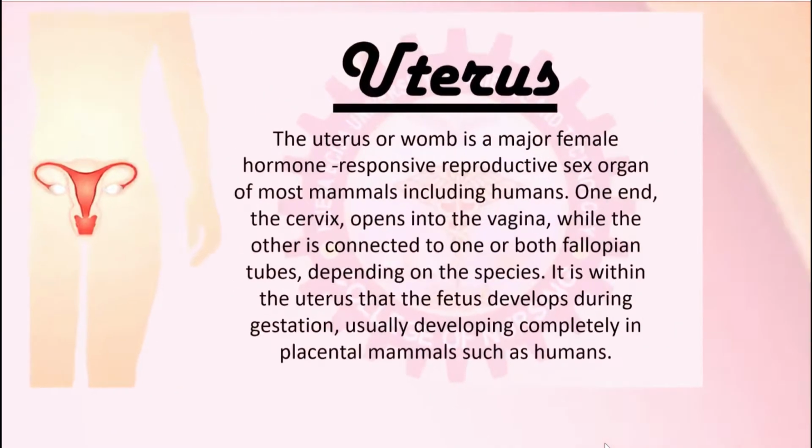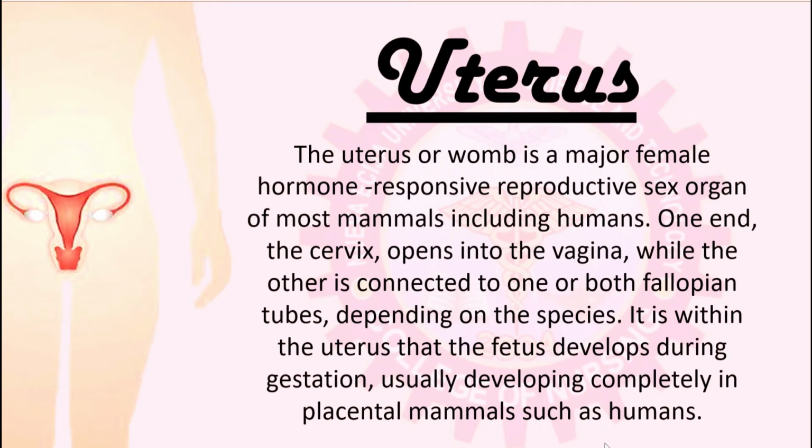Second is uterus. The uterus or womb is a major female hormone-responsive reproductive sex organ of most mammals, including humans. One end, the cervix, opens into the vagina, while the other is connected to the fallopian tube. It is within the uterus that the fetus develops during gestation, usually developing completely in placental mammals such as humans.